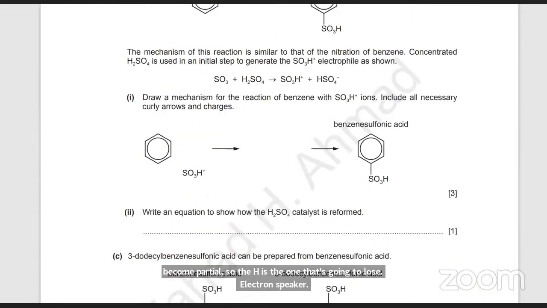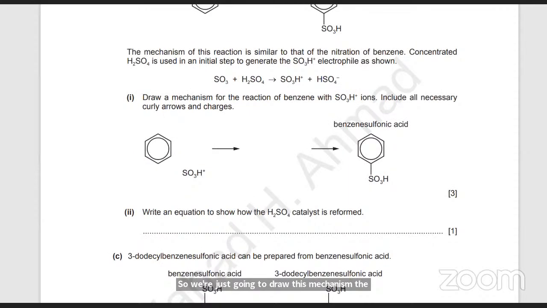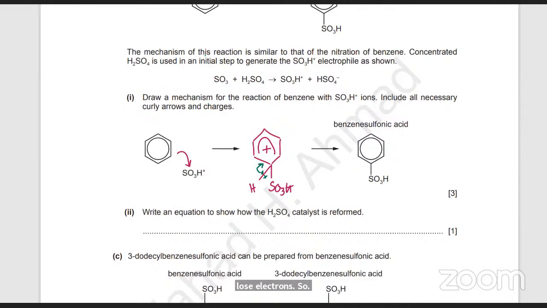So he's asking this for SO3H plus one. So the intermediate will be, okay, the SO3 is going to get attached, and your benzene pi electron cloud will become partial. And there's going to be an H as well. Okay, next step, the H is the one that's going to lose electrons. So the H will eventually lose electrons. So write an equation to show how the catalyst is reformed.